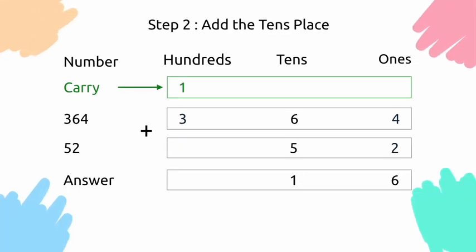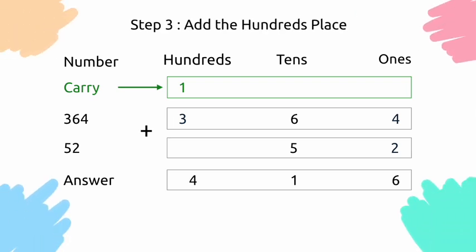Step 2. Add the tens place. Next, let's add the tens place. In 364, the tens digit is 6. In 52, the tens digit is 5. Now, 6 plus 5 equals 11. Since 11 is more than 10, we will write 1 in the tens place and carry over the 1 to the hundreds place.